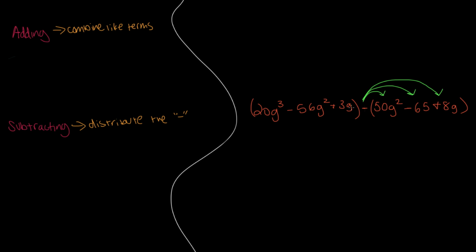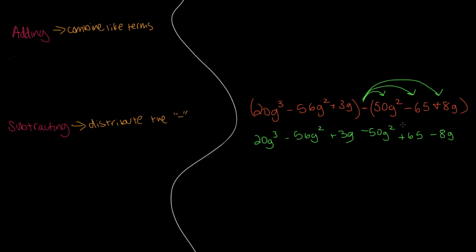So distributing these will give us negative 50g squared, and then negative times negative 65 is going to give us plus 65, and then negative times 8g is going to give us negative 8g. And then this is all going to be added with 20g to the third minus 56g to the second plus 3g. So with all of these, now all we have to do is combine like terms.